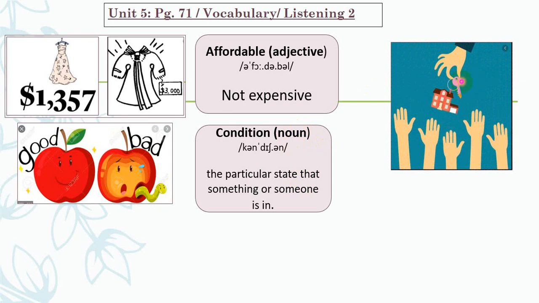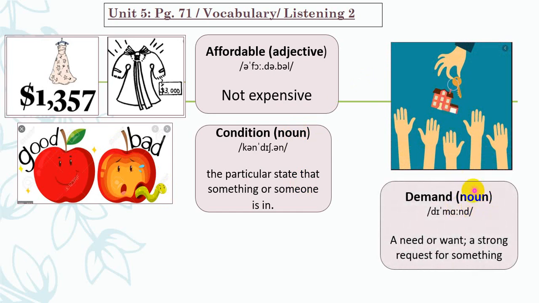What do you see here? So there is one house with a key, and there are so many people who want this, but only one person will get it. So that means this is the need or want of houses. So this is called demand. Demand is a noun. A need or want, a strong request for something. So all these people are strongly requesting or they need the key of this house. So this is called demand.